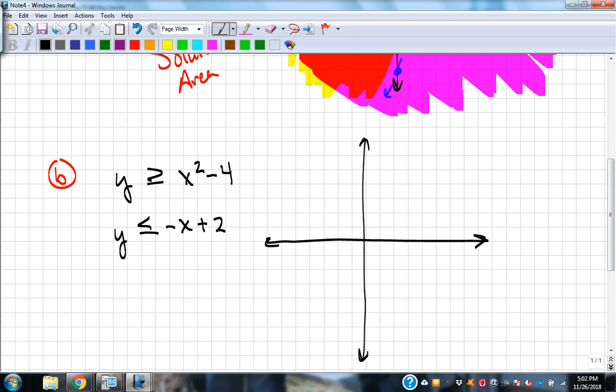X squared minus 4 I know is a parabola. It's a quadratic shape. It's got a y-intercept at -4. If I plug in a 1, I get 1 squared minus 4, which would be -3. Plug in -1, I get the same thing. If I plug in 2, I get 0. So I can get a pretty good picture of what the graph is doing. It's a solid line because it has an equal to mark. So this is the shape that it's taking. My graph's not going to be perfect, but it's going to be close.